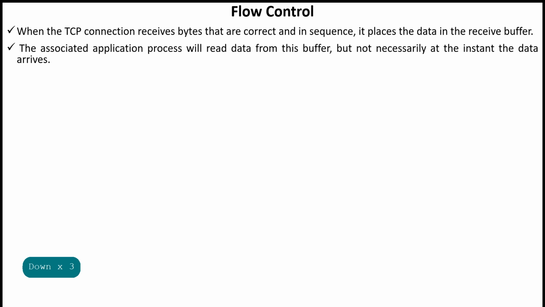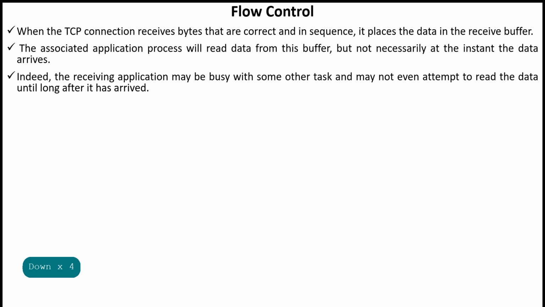When a TCP connection receives bytes that are correct and in sequence, it places the data in the receive buffer. The associated application process will read data from this buffer, but not necessarily at the instant the data arrives. Indeed, the receiving application may be busy with some other task and may not even attempt to read the data until long after it has arrived.